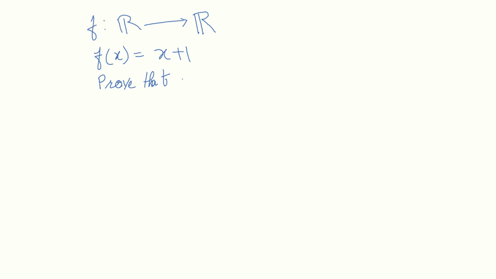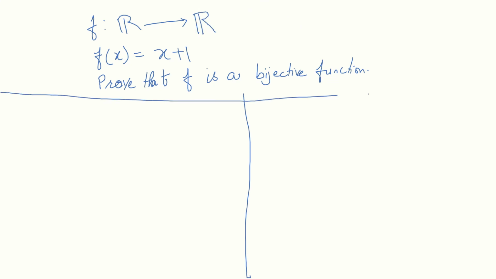We start with a simple example. We have a function f from the set of real numbers to the set of real numbers. The domain and the codomain are the same, and the formula of the function is f of x is equal to x plus 1. It is not difficult to show that f is a valid function. For each element x in the domain, there is a unique element in the codomain. Let us prove that f is a bijective function. A function is bijective if it is onto as well as 1 to 1, so we need to prove that f is onto as well as 1 to 1.